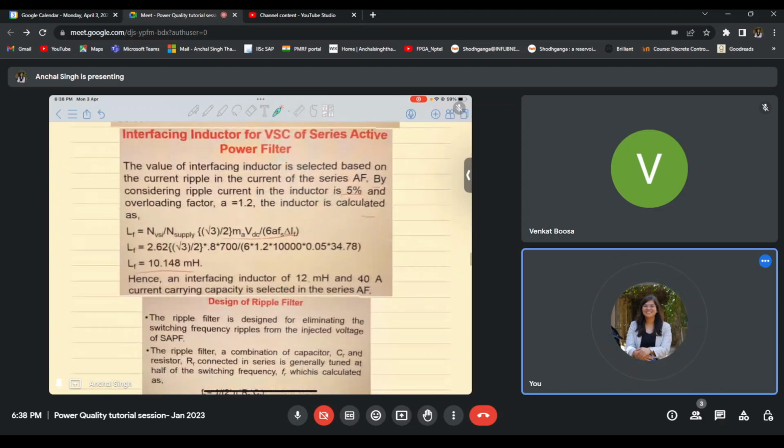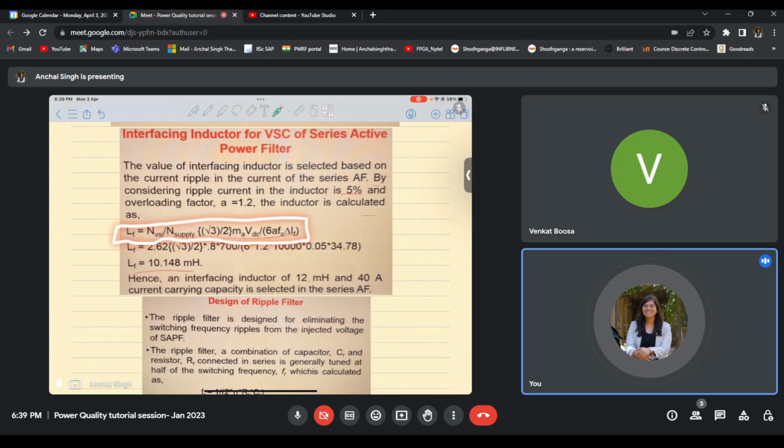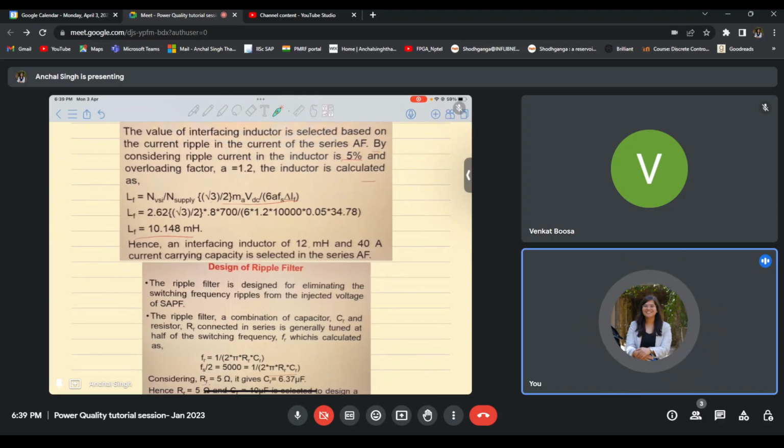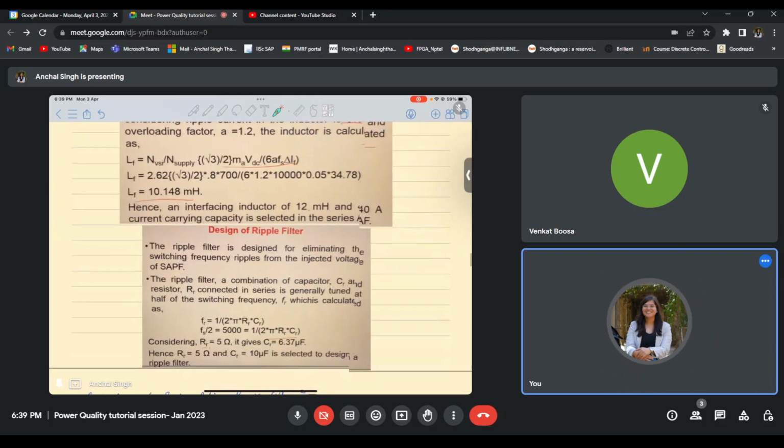Okay. Next, after design of the DC capacitor and switches and everything, the next thing to design is interfacing inductors. So for the design of interfacing inductors, again, this is the standard equation that is present here, and using this standard equation, we can find out the value of the interface filter by putting in all the values that we have been finding out.